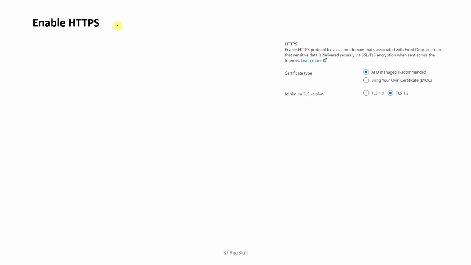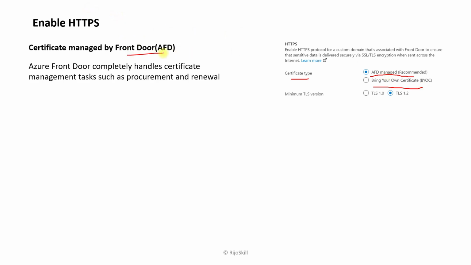Enable HTTPS means you need to enable the Hypertext Transfer Protocol in Azure Front Door. So how can we enable it? There are two types of certificates available for Azure Front Door: one is an Azure managed certificate, and the other is bring your own certificate. We will check the certificate managed by Azure Front Door. Azure Front Door completely handles the certificate, and it handles the rotation, procurement and renewal.